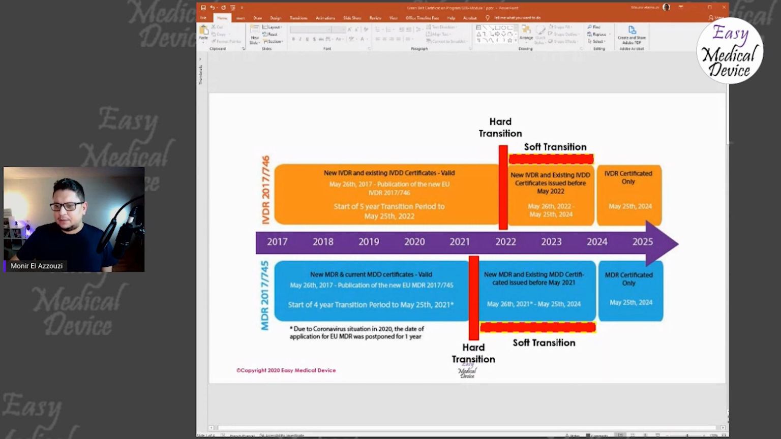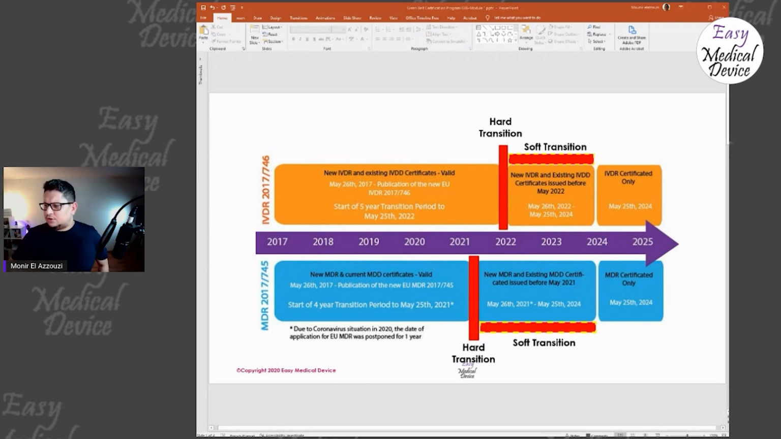This is a period where some products, let's guess which products, are obliged to be EU MDR. And there are some products that can continue to be sold on the market until a certain date. But from the 26th of May 2024, all products should be EU MDR certified. If you look at the timetable for IVDR, the date is the 26th of May 2022, and then, same as MDR, the 26th of May 2024, and from there all products should be IVDR certified.